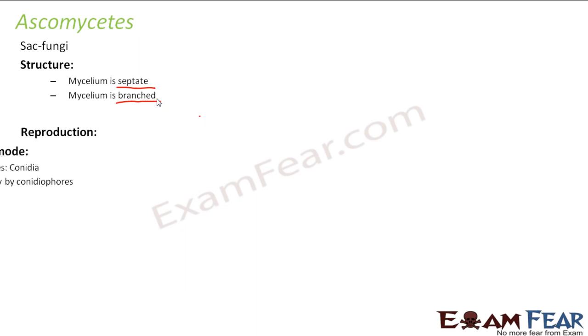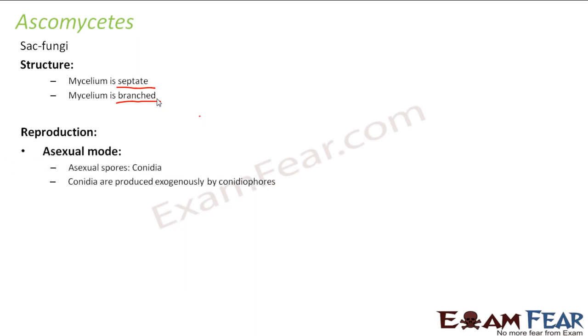Talking about reproduction, for asexual mode, it gives out asexual spores called conidia. As I said, in all these different types of fungi, you will see that the type of asexual spores which are produced are different in each case. As you saw in case of Phycomycetes, the asexual spores which were produced were the zoospores and aplanospores. Right? So here it is conidia.